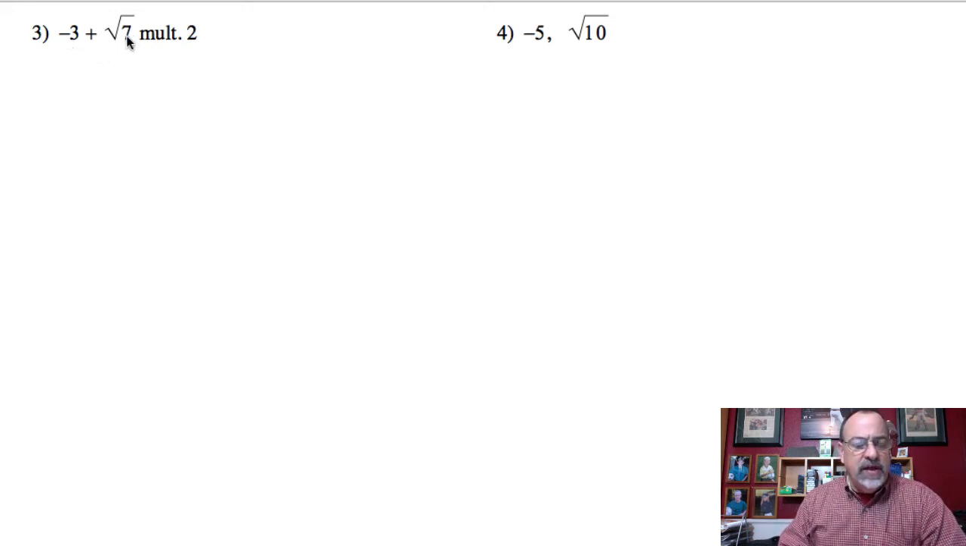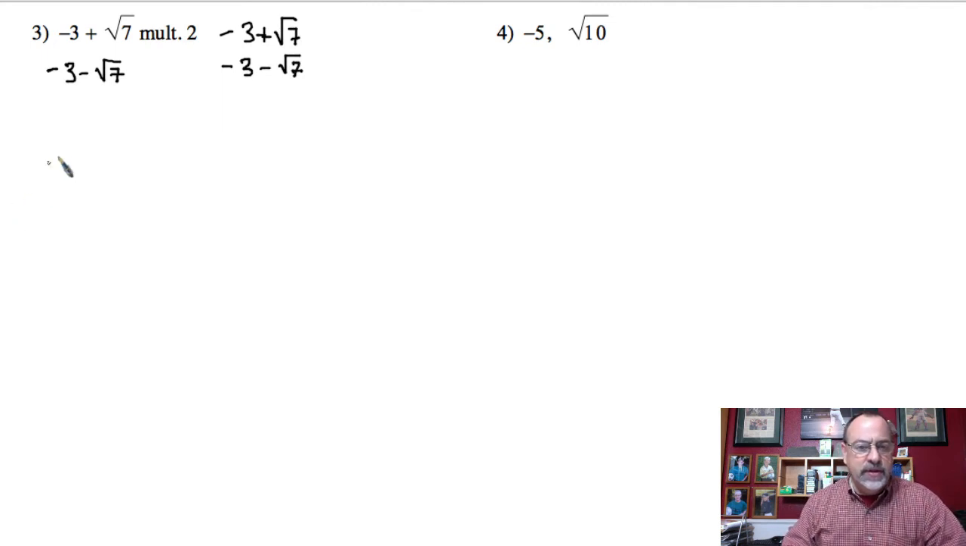First of all, we have an irrational root, and so we know that the conjugate must also be a root. So if negative 3 plus the square root of 7 is a root, then negative 3 minus square root of 7 is also a root. And again, this has a multiplicity of 2, so that means this negative 3 plus the square root of 7 is used twice. So negative 3 plus square root of 7 is used twice. That means its conjugate, negative 3 minus square root of 7, is also used twice. Okay, so we have the 4 zeros, so now again we want to put them in their linear factors.